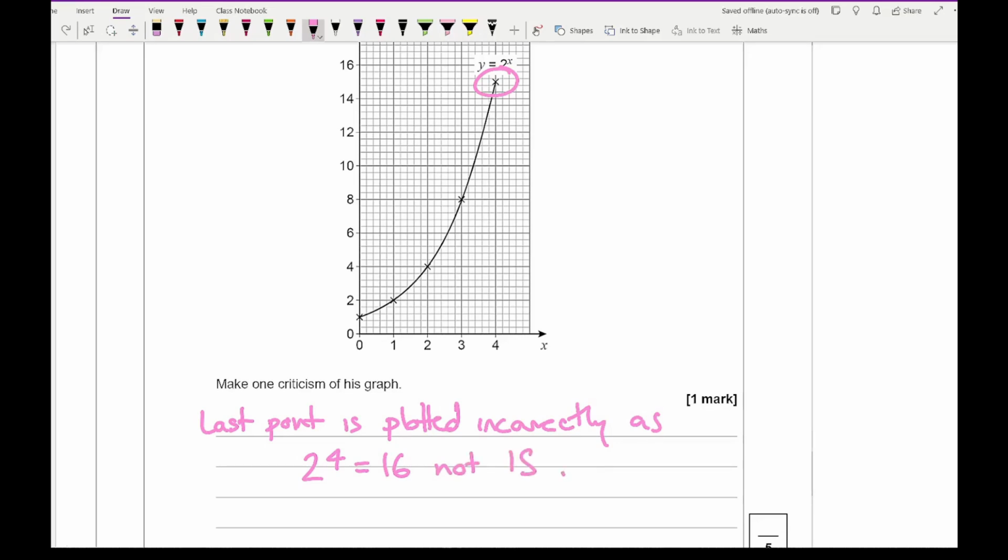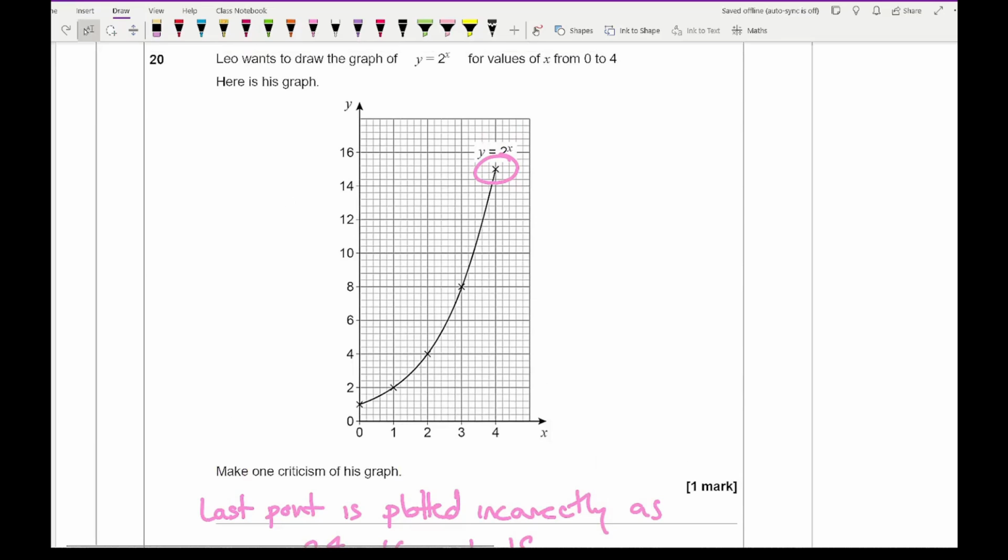Now it's always difficult to find this criticism because usually, if you've done lots of past paper questions, errors are usually in the scale, labeling of the scale, and then it goes on to plotting of the points. So again, both those two scales are absolutely fine. It's just the plotting of the points, and it's just sod's law that it's going to be the last point after all that work for 1 mark.